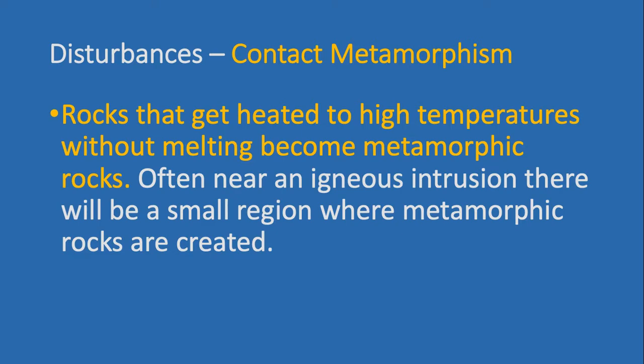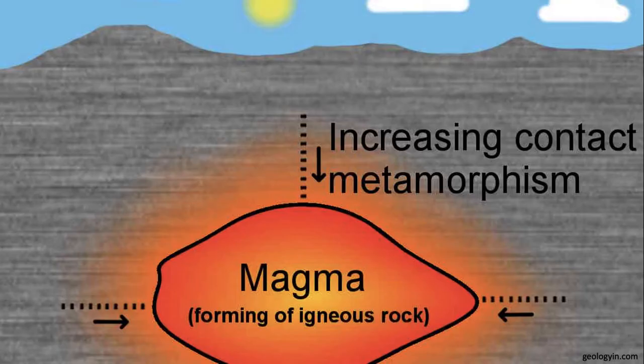Disturbances, contact metamorphism. Rocks that get heated to high temperatures without melting become metamorphic rocks. This is often near an igneous intrusion. There will be a small region where metamorphic rocks are created. So you have a pocket of magma. It's called a pluton. And where the rock isn't melted, but it's near the melted rock, there's going to be metamorphic rock.